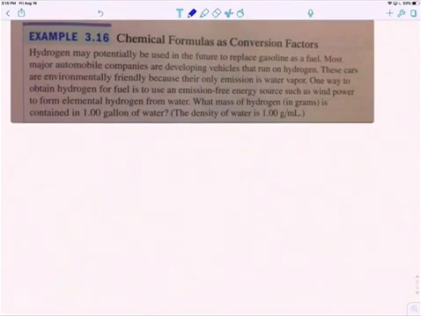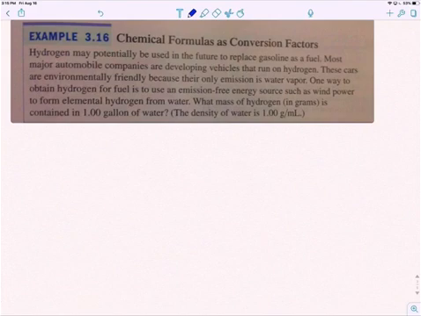Okay, next one is chemical formulas as conversion factors. Hydrogen might replace gasoline as a fuel. Most major automotive companies are developing vehicles that run on hydrogen. These cars are environmentally friendly because their only emission is water vapor. One way to do this is to crack water to form hydrogen. What is the mass of hydrogen from 1 gallon of water?